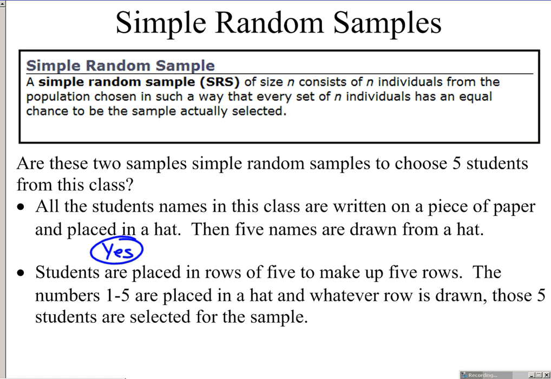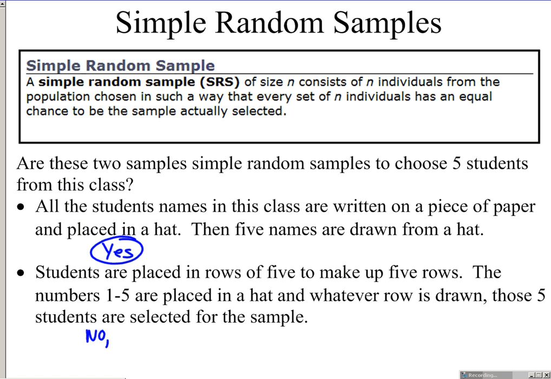Second situation, students are placed in rows of 5 to make up 5 rows. So let's suppose that we have exactly 30 students in here. We have 6 rows of 5 students, and now actually the way this is written, let's say we have 25 students. So we have 5 rows of 5 students. We number the rows 1 through 5. We put those numbers into a hat. We mix it up. And whatever row is drawn, those 5 students are going to be selected for the sample. Is that a simple random sample? No.